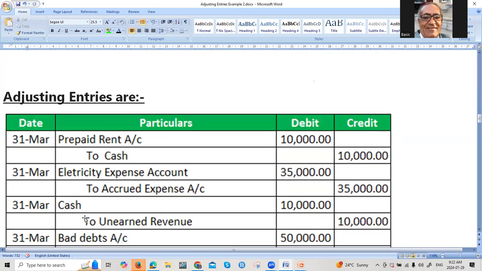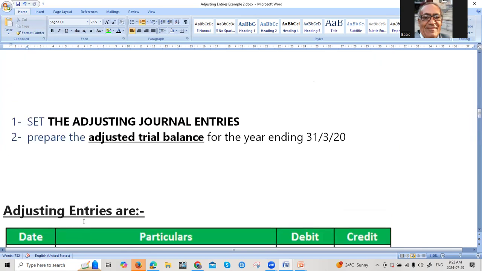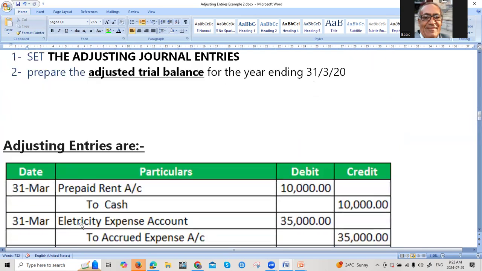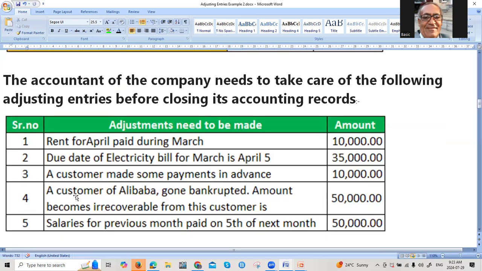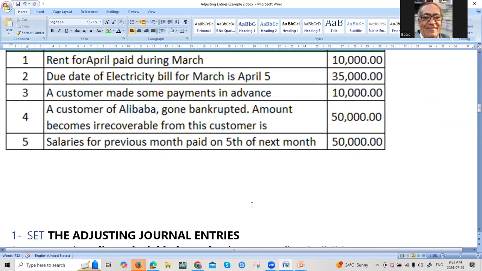Okay. Next transaction. Number 4: a customer of Alibaba has gone bankrupt. Gone bankrupt means bad debts. Bad debts means no way, this money is gone. I won't be able to get this money back. It's called bad debts. The amount becomes irrecoverable from this customer.